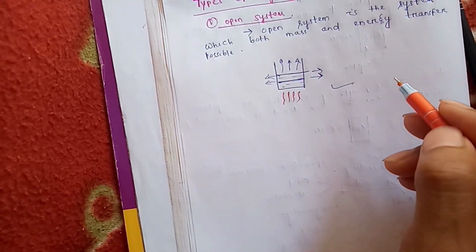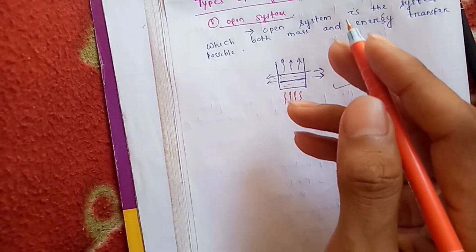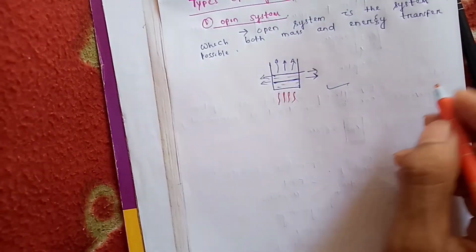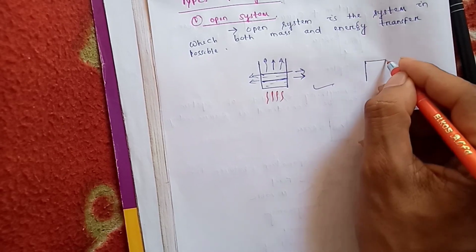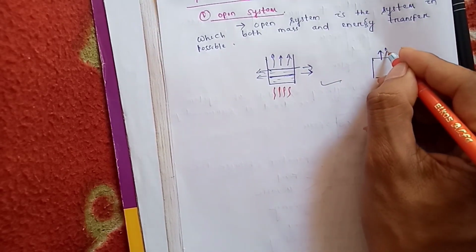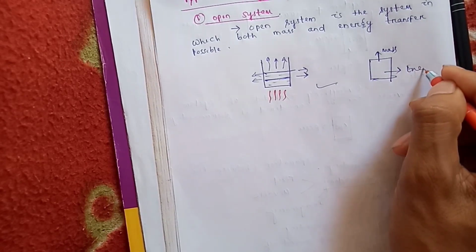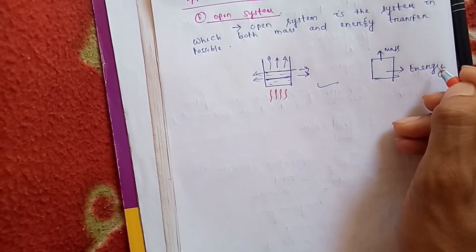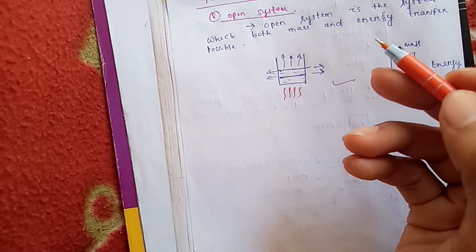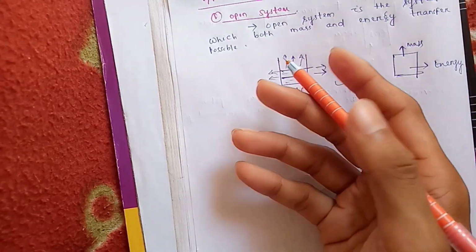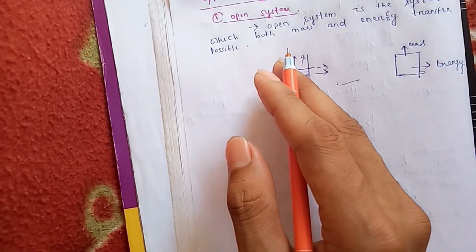Is it clear, students? So this is a system where mass as well as energy exchanges between the system and the surrounding. Mass and energy exchange is possible. Okay, so it may come inside or go outside. There is an exchange between the system and the surrounding.